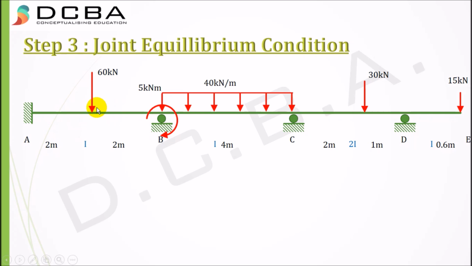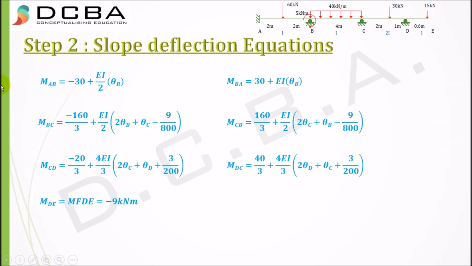Now let us assume that all the previous moments, MAB, MBA, etc., are all clockwise in nature. Okay, that is a basic assumption that we are making, that all these are clockwise in nature. Whenever I write resistive moments, I write them in blue color. That is the color code I have been following throughout my lectures.